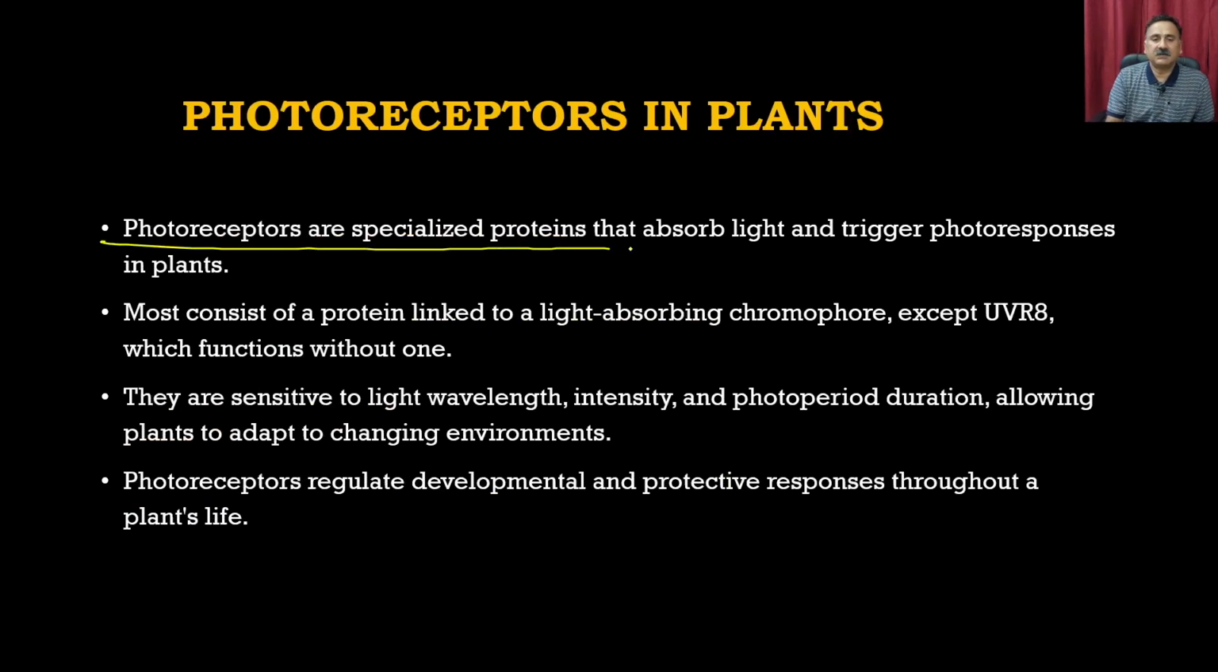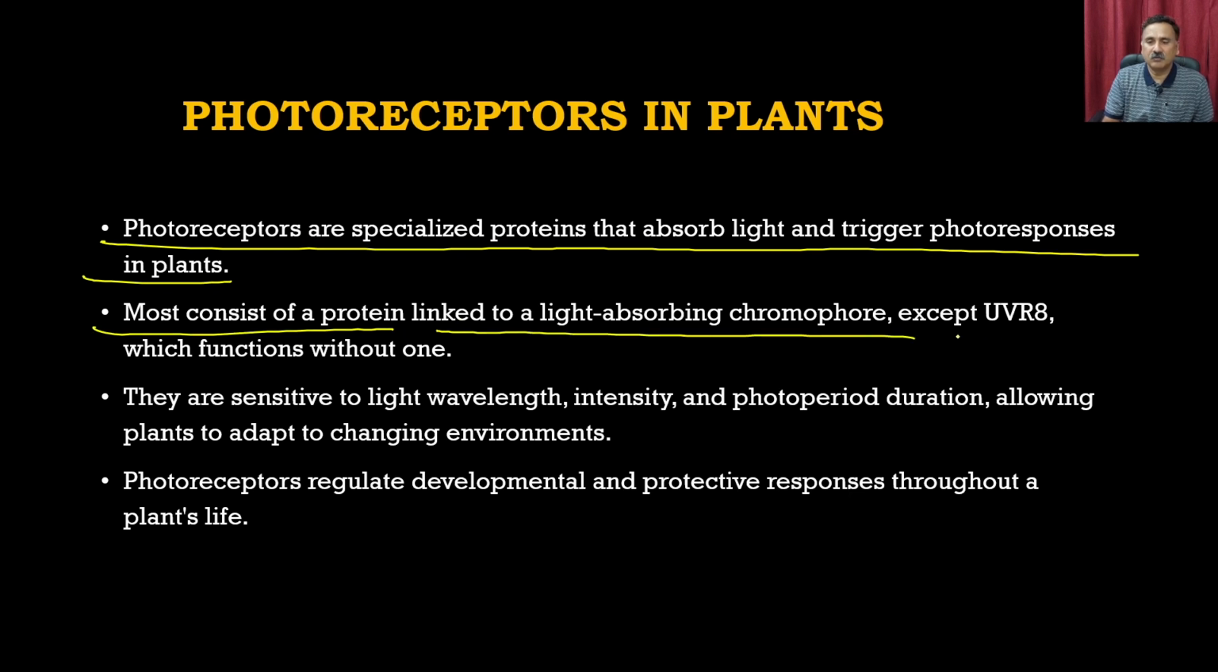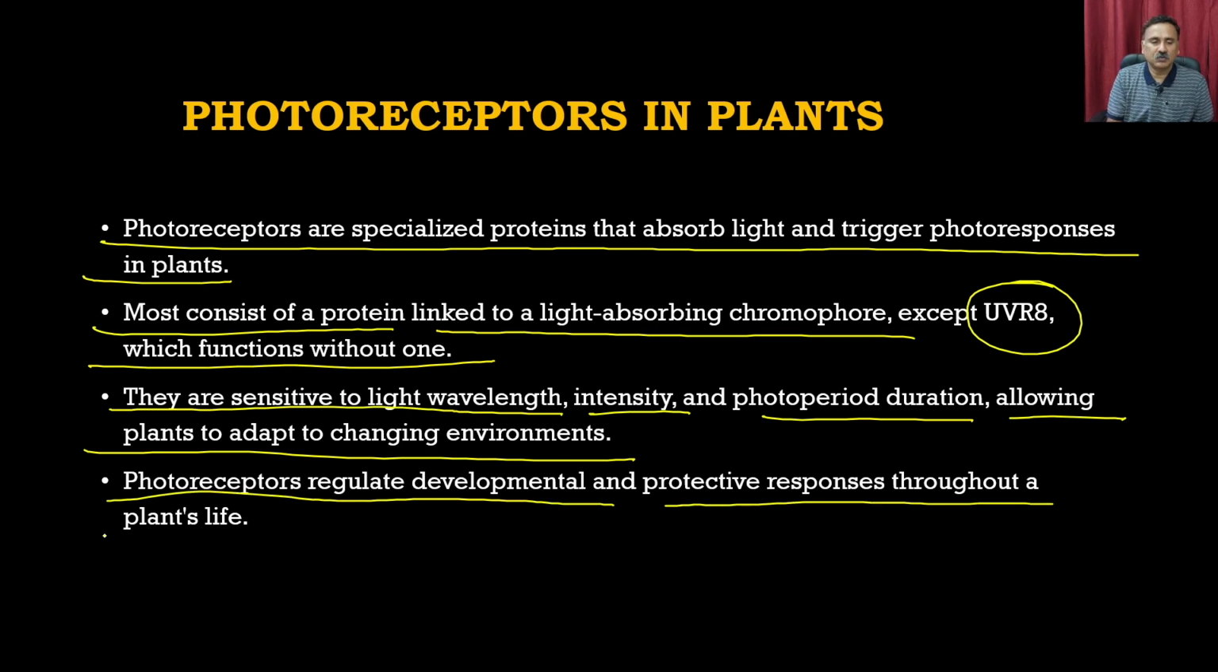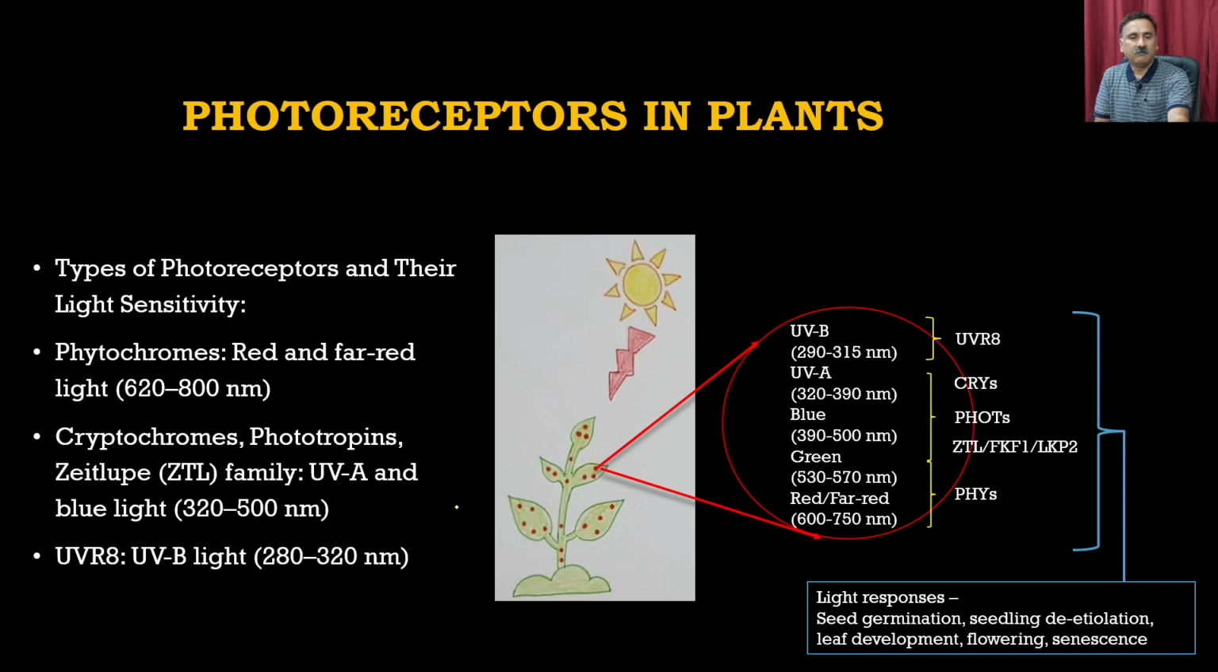Photoreceptors are specialized proteins that absorb light and trigger photoresponses in the plant. Most consist of a plant protein linked to a light-absorbing chromophore, except UVR8, which functions without one. They are sensitive to light wavelength, intensity, and photoperiod duration, allowing plants to adapt to the changing environment. Photoreceptors regulate development and protective responses throughout a plant's life. What are the different types of photoreceptors? There are different types of photoreceptors and their light sensitivity.